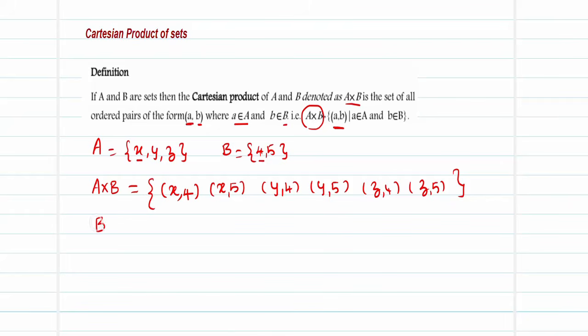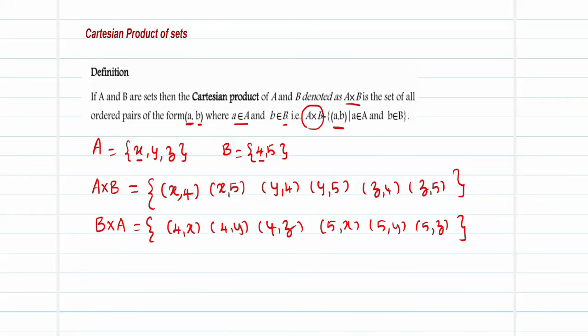If I want the Cartesian product B cross A, then the first element will be from B and the second element will be from A. In which case, I'll be having it as 4 comma x, 4 comma y, 4 comma z, and next element of B will be 5 comma x, 5 comma y, 5 comma z. Notice that there is not going to be any mandatory order in writing this collection because this is merely a collection and it is not going to change by changing their positions.